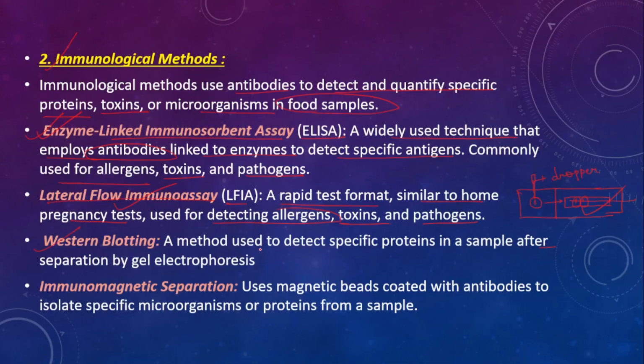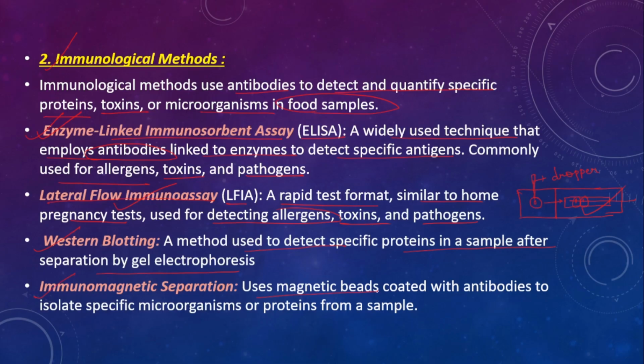Western blotting. This method is used to detect specific proteins in a sample after separation by gel electrophoresis. It is widely used in molecular biology and medical diagnostics for confirming the presence of proteins associated with diseases like HIV or Lyme disease. It is sensitive and specific but requires multiple steps and precise conditions, making it more time consuming than some other assays.